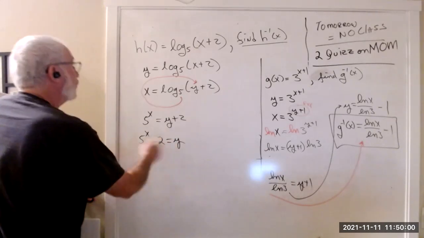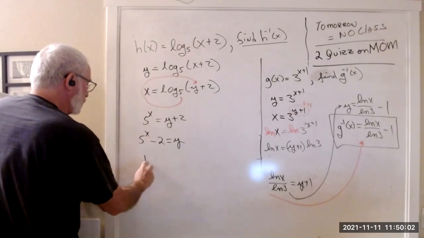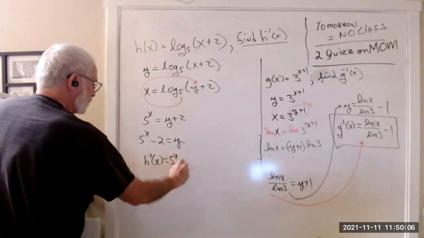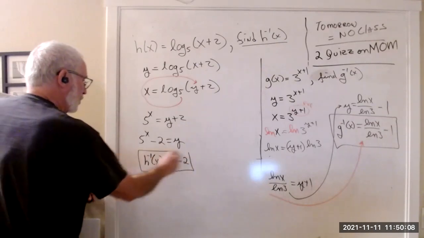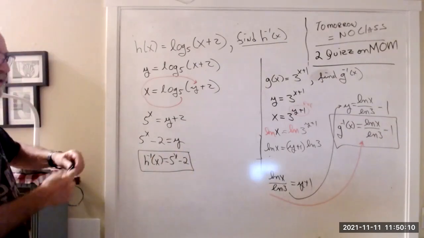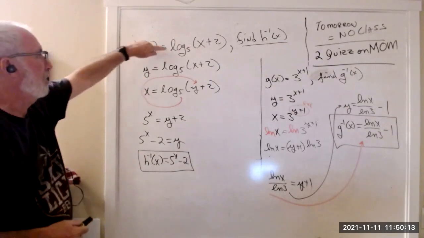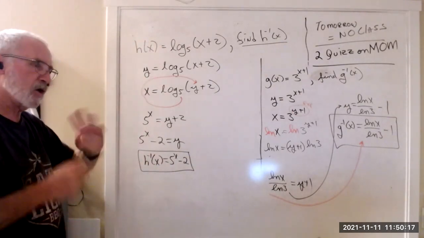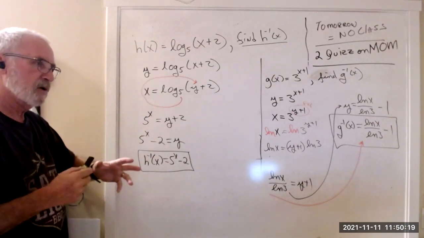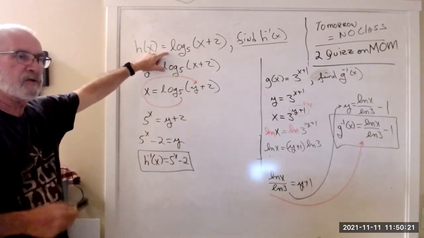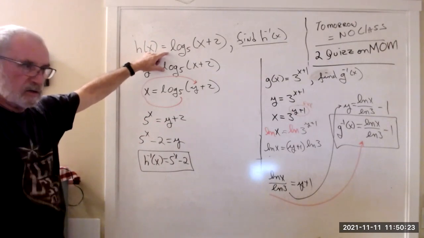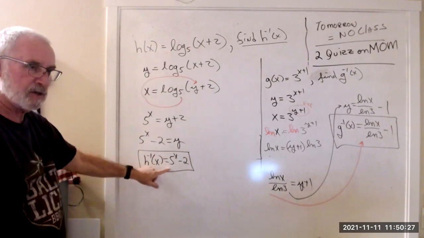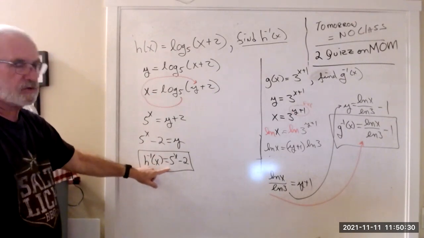So this is h. Okay, h inverse of x is 5 to the x minus 2. Again, check it out. Logarithms and exponentials are inverses of each other. If I ask you to find the inverse of a log problem, somehow your answer will be an exponential. Somehow.